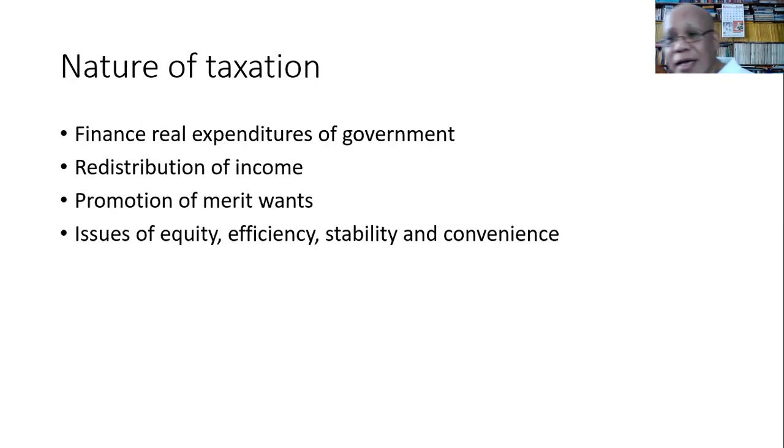And finally, taxes have to be convenient. And that's the reason why the value-added tax is one of the major sources of revenue because it's a very, very convenient form of tax to pay. One pays it with every purchase that one makes. So the ideal tax system would fulfill these four, but no tax system is able to fulfill all of these four. So certain choices really have to be made.